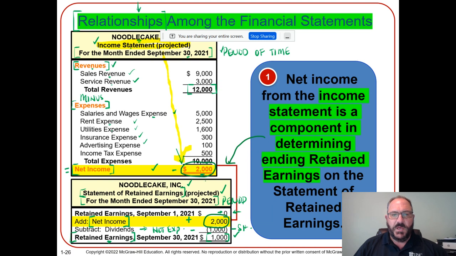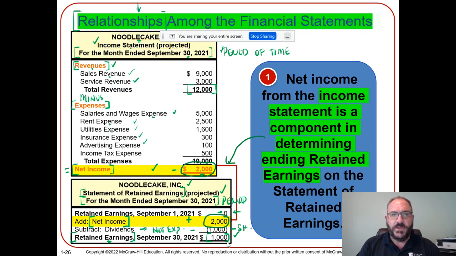Now, this $2,000 goes over to the statement of retained earnings. Again, statement of retained earnings, company name, for the month ended, a certain period. Notice we started with 0. We added that net income, 2,000. Then we subtracted the dividends. And remember, dividends are not an expense. We subtract them here. So now our new retained earnings is $1,000. So on the statement for the next month, instead of that 0 up there, we'd be starting with 1,000. So you see how those two are connected?